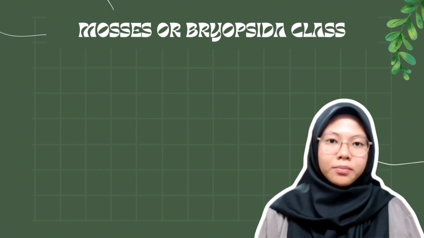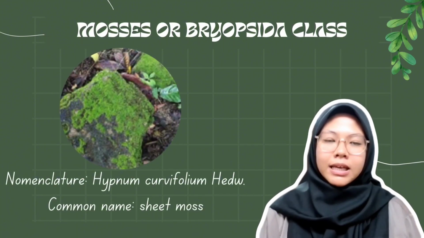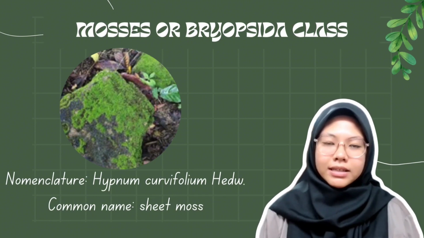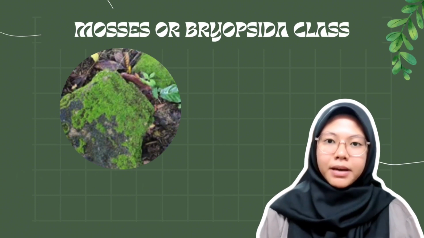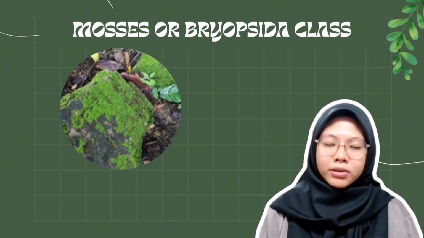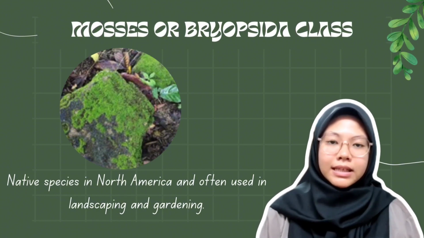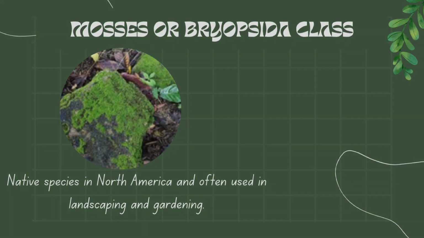One species of moss that was found is Hypnum curvifolium from family Hypnaceae, or commonly known as cheat moss. This species of moss can be identified by its concave leaf that is shaped like a seed. This moss is a native species in North America and often used in landscaping and gardening.